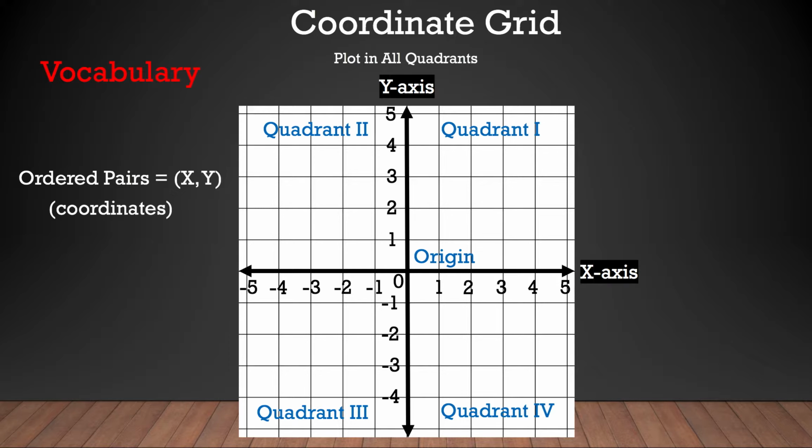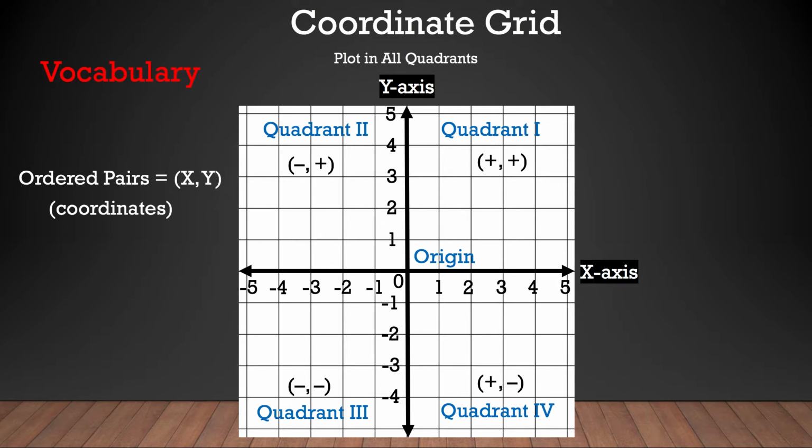And then the origin is where the y-axis and the x-axis meet. So that is the 0, or the O as it's labeled, origin. You can remember 0 and O, they both kind of look similar. Okay, so let's go ahead and talk about the characteristics of each quadrant. Quadrant 1 is plus plus, or positive positive, quadrant 2 is negative positive, quadrant 3 is negative negative, and quadrant 4 is positive negative.